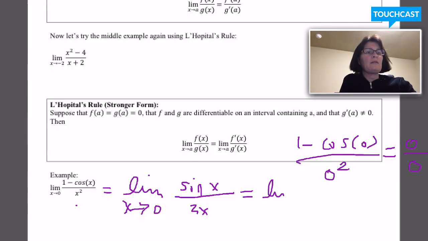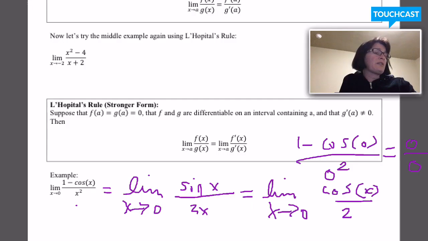That's going to be the limit as x goes to 0 of the derivative of sine x, which is cosine x, over the derivative of 2x, which is 2. When I plug in 0, I get cosine of 0 is 1, and 2 in the denominator. The answer is 1/2.